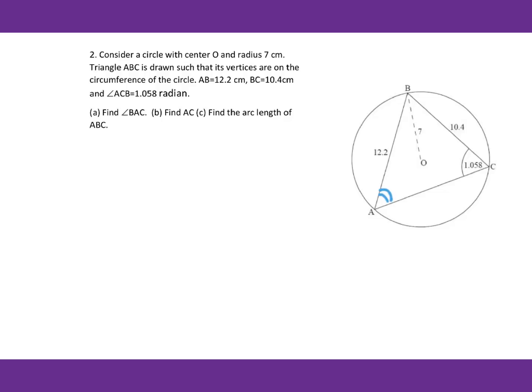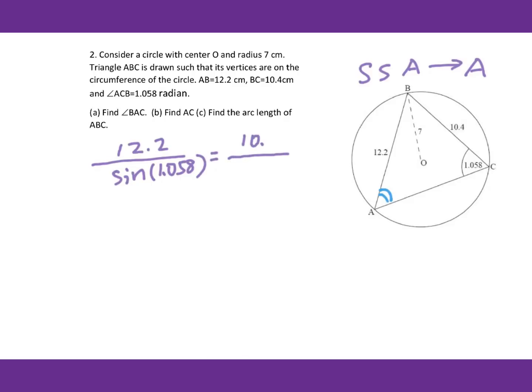According to the problem, what's given? Side, angle. We're looking for an angle. Therefore, we have to use the sine law. 12.2 over sine 1.058 equals 10.4 over sine angle BAC.